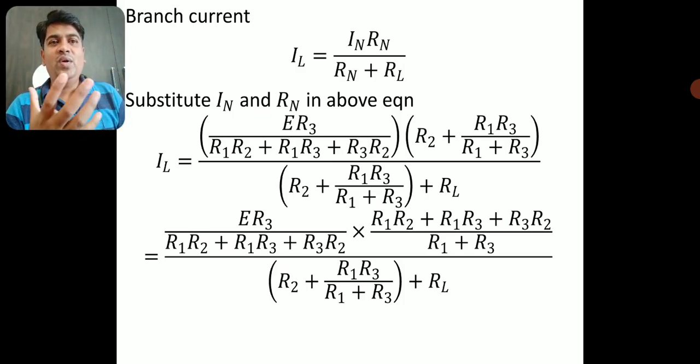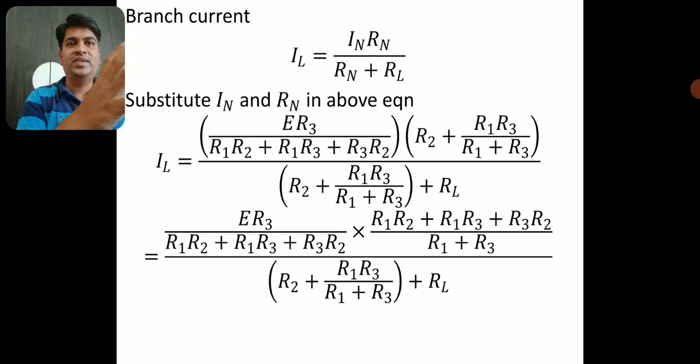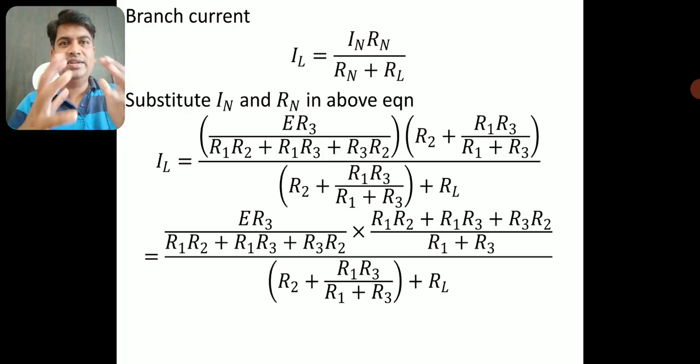Now I have to substitute the value of IN and RN which I have calculated. So it becomes a very big equation now. Substitute for IN, it is E R3 by R1 R2 plus R1 R3 plus R3 R2. Now substitute for RN. RN is R2 plus R1 R3 by R1 plus R3. Again in the denominator substitute for RN, which is R2 plus R1 R3 by R1 plus R3, plus RL.